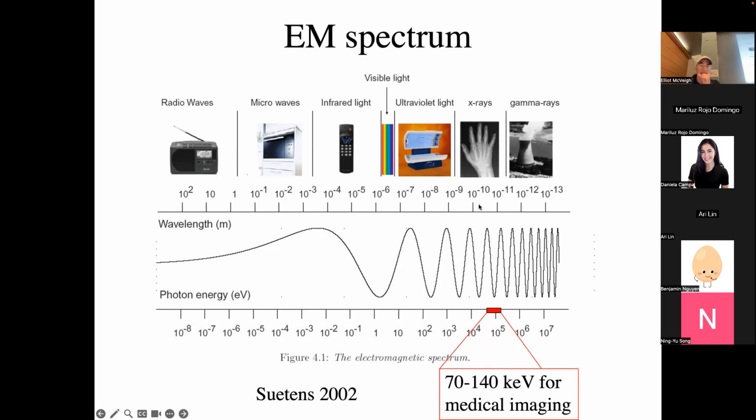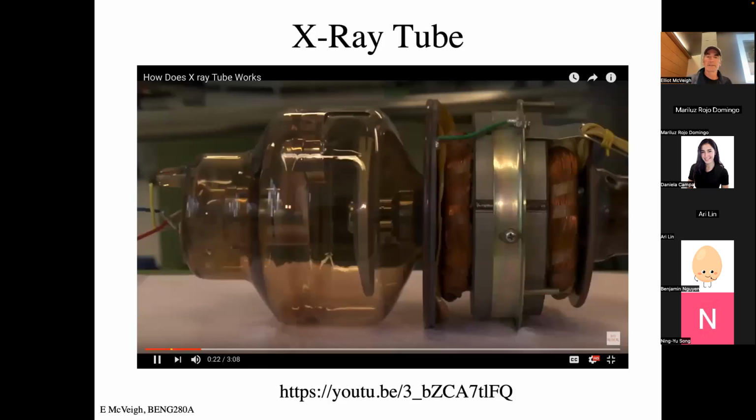And X-rays are all the way down here. So the wavelength is like 10 to the minus 10 meters, right? The energy of a photon with this wavelength is somewhere between 70 and 140 keV. And we'll show what that relates to in terms of X-ray production in a moment. We'll show it right now.